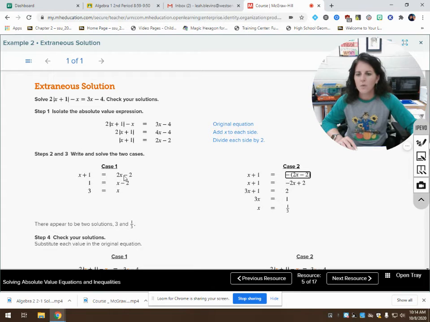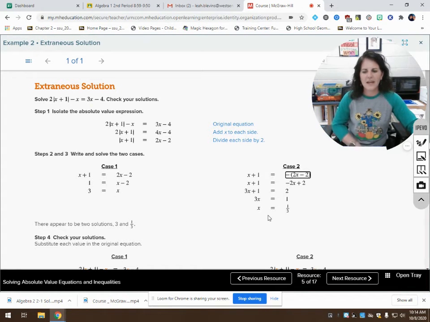Over here, we're going to move the x term over here or over here, however the case may be. It looks like they moved it this way. So minus x, I get x. Add 2. 1 plus 2 is 3, so I have x equals 3.